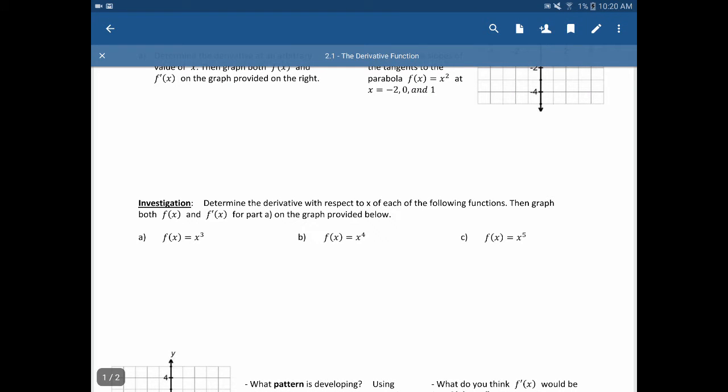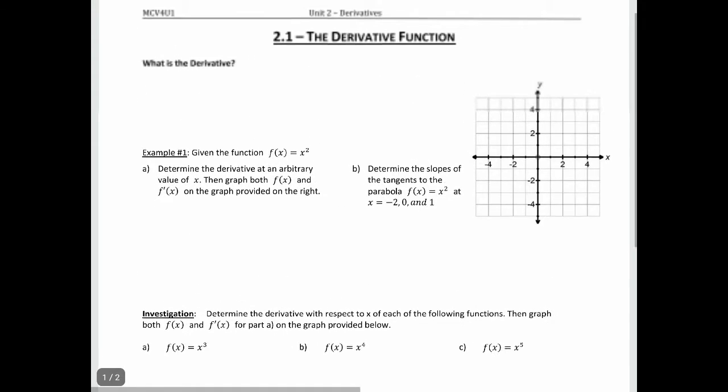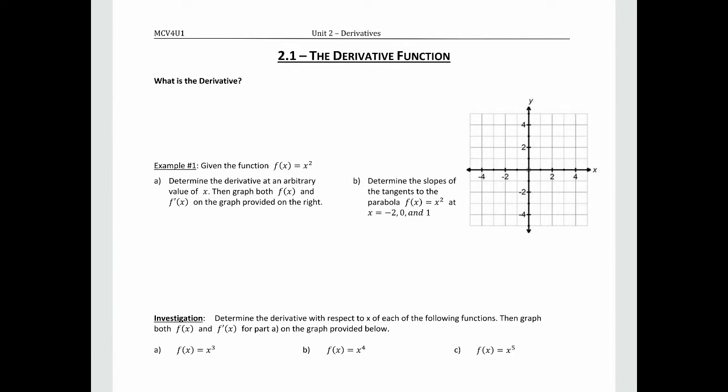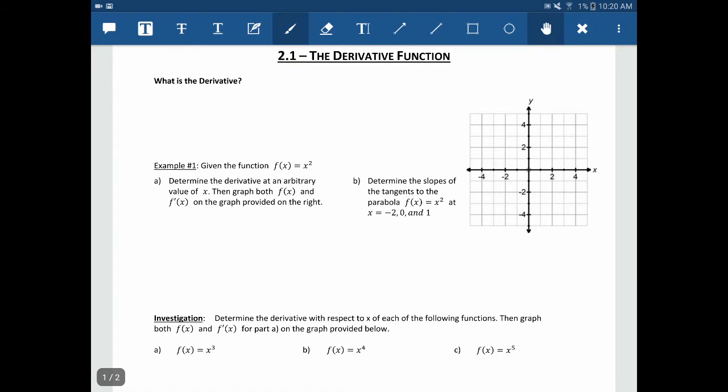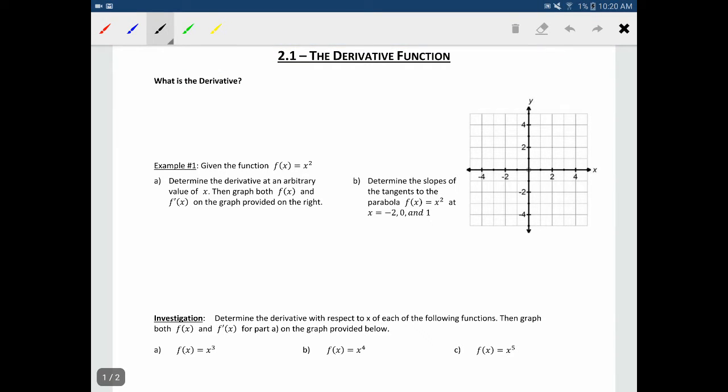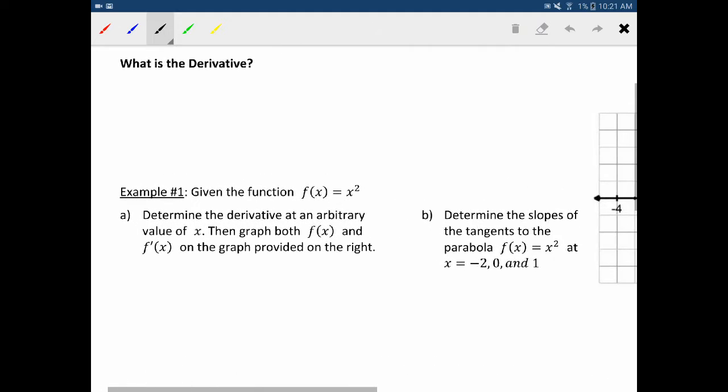Hey guys, today we are going to take a look at the derivative function. This is really what the essence of calculus is all about. It's all about the derivative. Okay? So the first question here is, what is a derivative?